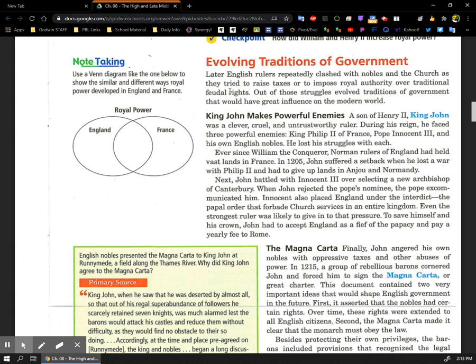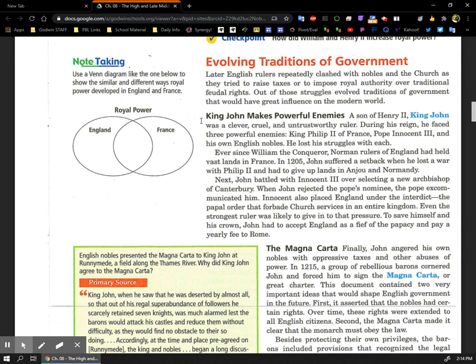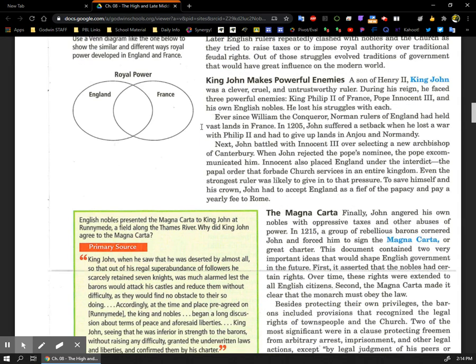Evolving traditions of government. Later, English rulers repeatedly clashed with nobles and church as they tried to raise taxes or impose royal authority over traditional feudal rights. Out of those struggles evolved traditions of government that would have a great influence on the modern world. King John makes powerful enemies.